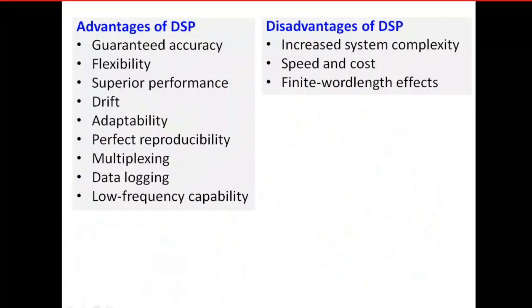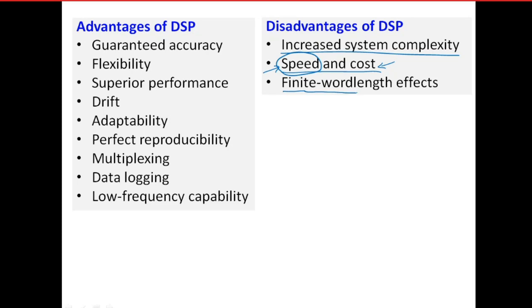Now, what are the disadvantages? Increased system complexity. While making digital circuits, the system becomes quite complex in nature. Second, we have to optimize the speed and the cost. If you want a very high speed digital signal processor, the cost will go quite high. And if you want to make a low cost system, the speed will be compromised, and also the finite word length effects will become quite high.